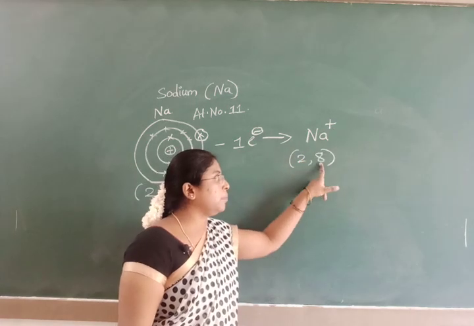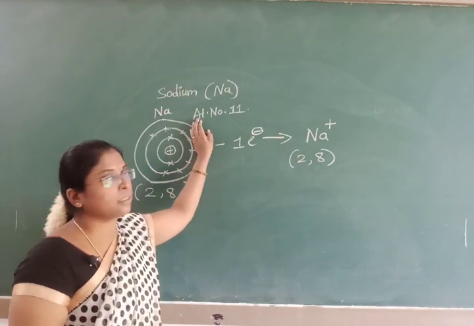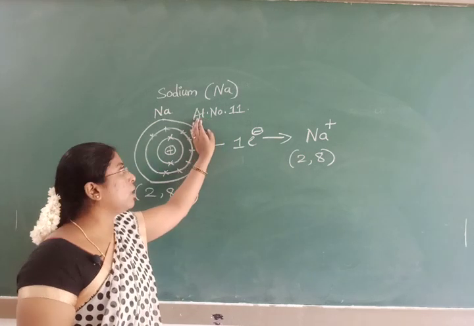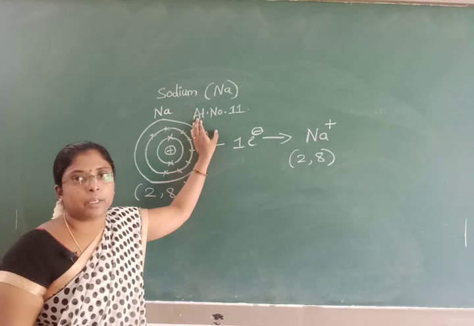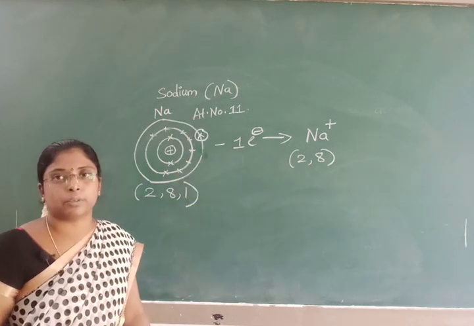It attains stability by obtaining an octet configuration. After losing this electron, what happens here? Now in its outermost shell, how many electrons are there? 8 electrons. There are no electrons in the third shell, only the second shell has 8 electrons.